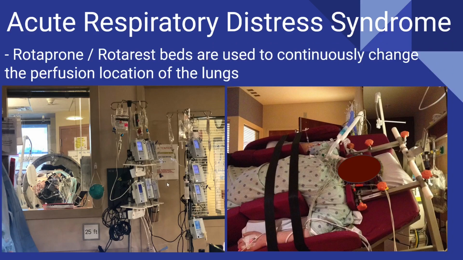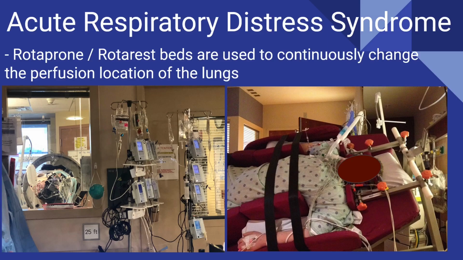So you can see, as we talked about a lot earlier in the presentation, how important gravity plays an effect on our perfusion of our lungs, that we've made technology to help with that perfusion. And one thing that we can utilize is this technology called a rotarest or rotaprone bed, and that we turn our patients a lot more frequently, to a lot more significant angle, and we're going to perfuse different parts of that lung that would not normally be perfused.